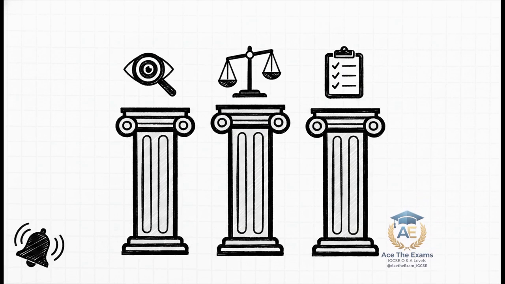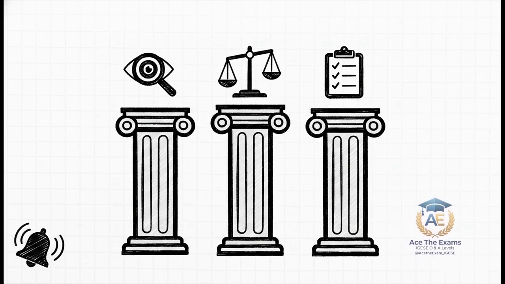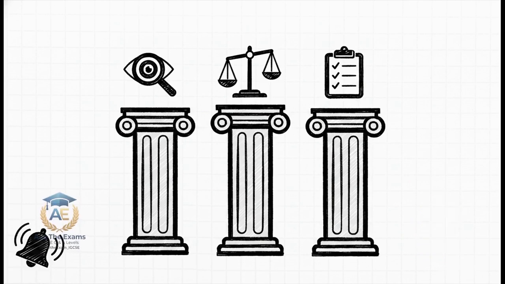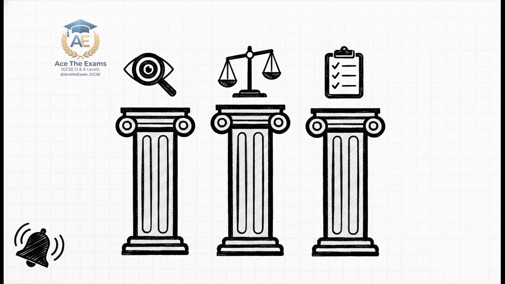Pillar number 1, the 3-step question scan. You must always isolate the command word, extract the specific content knowledge required, and identify the hidden contextual constraints before your pen even touches the paper. Pillar number 2, the paragraph balance formula. Ensure every single analytical paragraph you write balances AO1 knowledge, AO2 application to the specific scenario, and AO3 evaluation of the final impact on the business. If our hypothetical students Alex and Sam worked together, this is the exact balance they'd achieve.